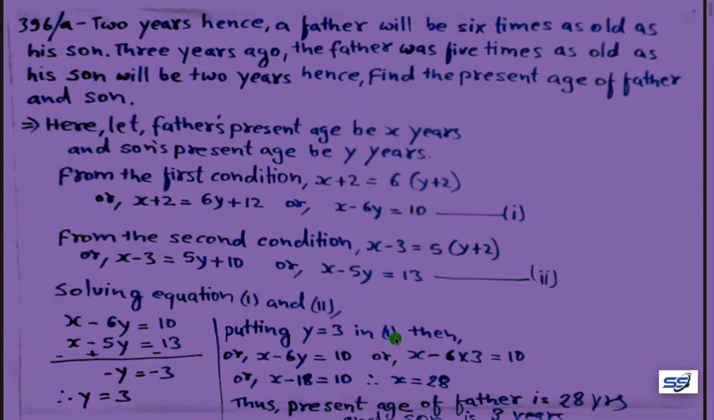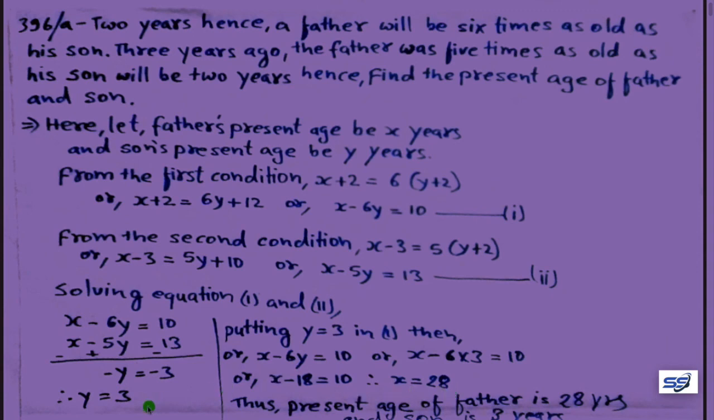Putting y equal 3 in equation 1 or 2, as our wish, we can keep it in either equation. If we put it in equation 1, x minus 6y equal 10 becomes x minus 6 into 3 equal 10, or x minus 18 equal 10. Now 18 changes its side, therefore x equal 10 plus 18, which is 28. Therefore x equal 28.